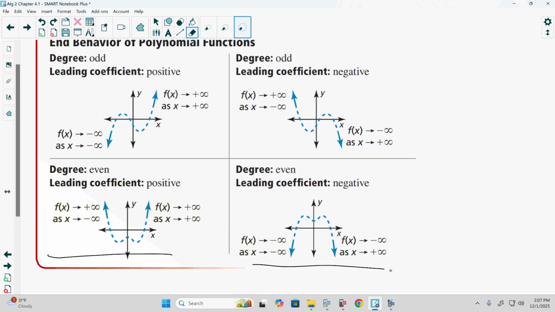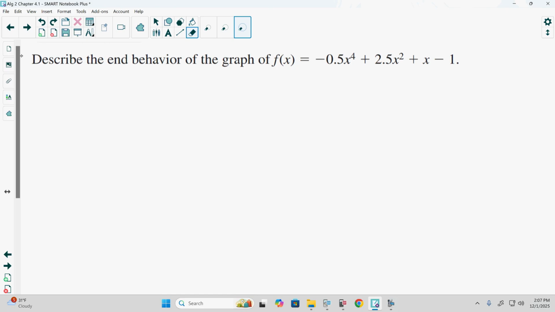And with odd degrees, the function is going to go in opposite directions. It's either going to increase to the left and decrease to the right, or decrease to the left and increase to the right, depending on the leading coefficient. So, if we want to describe the end behavior for this function here, the first thing we need is the degree.